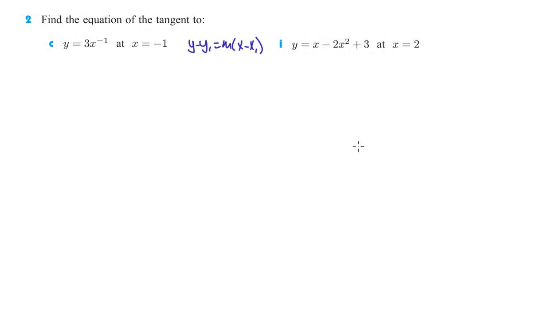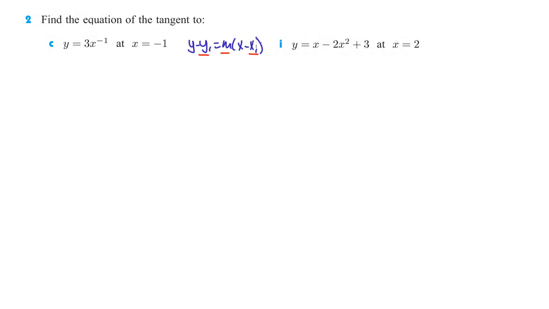I'm going to take you through some of the problems on the 11A Part 1 assignment. First one we're going to take a look at here is 2C. Find the equation of the tangent to this function when x is -1. Okay, so we need three things. We need the x-coordinate, the y-coordinate, and the slope. So those are the three things that we got to find.